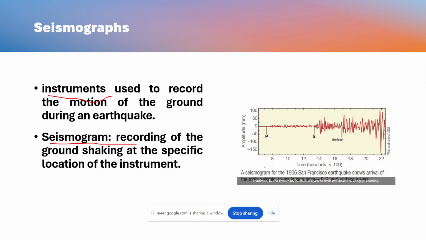This is a seismogram for the 1906 San Francisco earthquake, and it shows the arrival of the main seismic waves in sequence: P, S and surface waves. This is also from that book, so you can actually refer to it. It has good illustrations, so I think it'll be easier for you to understand, if you need more information regarding natural hazards and how they are formed. It has very good pictorial representation.